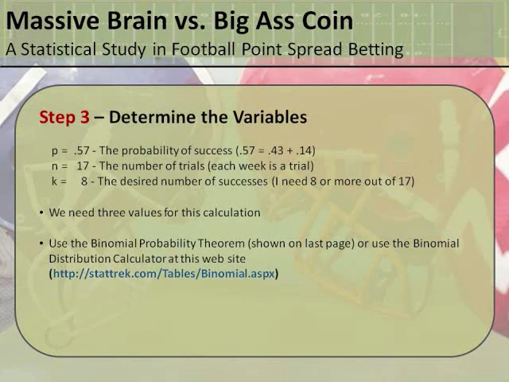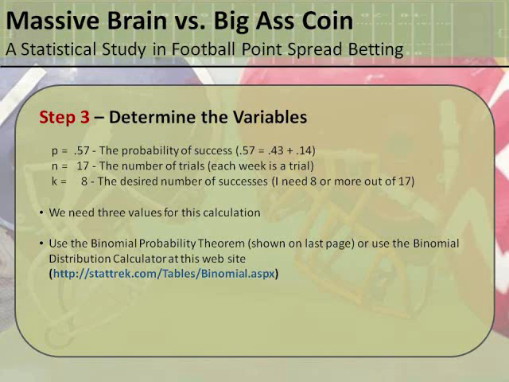We now have enough information to define the three variables to compute the probability of the overall contest. From the big ass coin's point of view, the probability, P, of a success, that is to say winning a given week, is 57%. We get that value by subtracting the 14% predicted ties from 100%, leaving 86% of weeks that will have a winner. Half of 86% is 43%. Then add the 14% ties to that, and you get 57%.